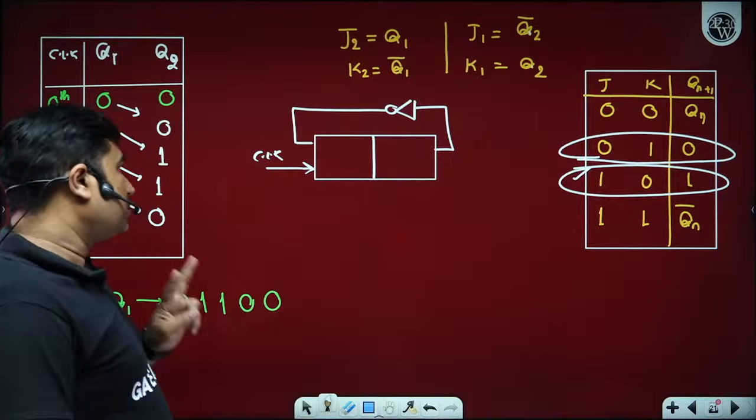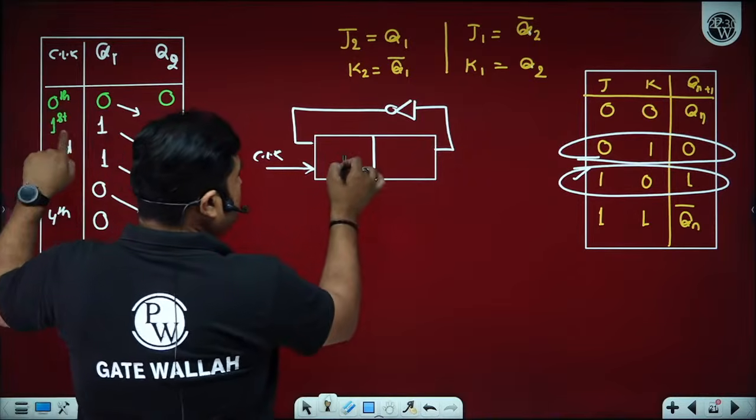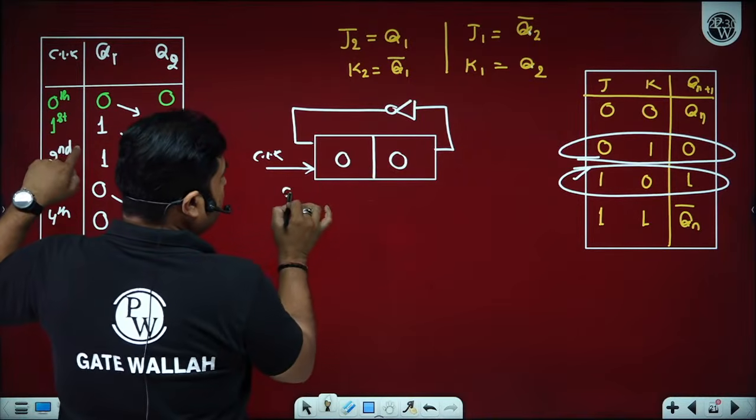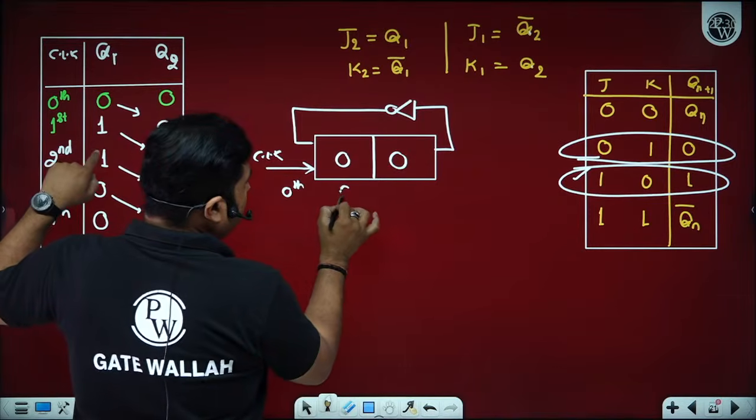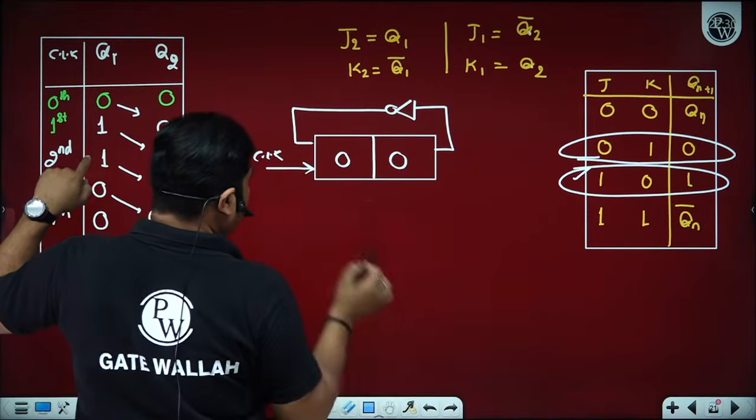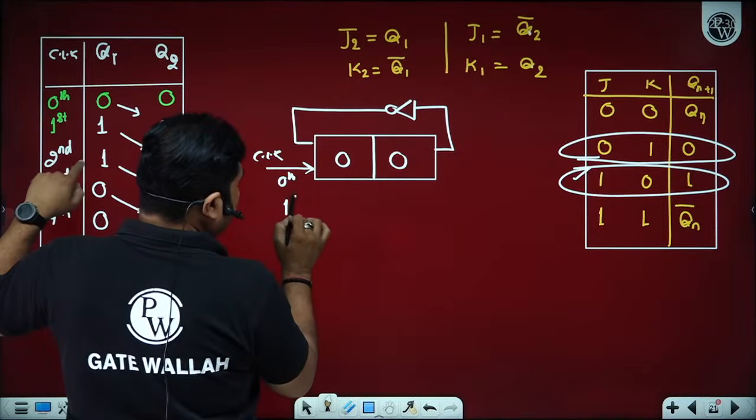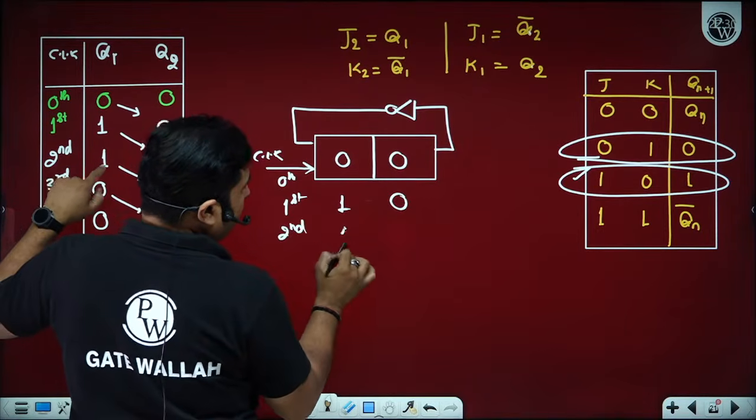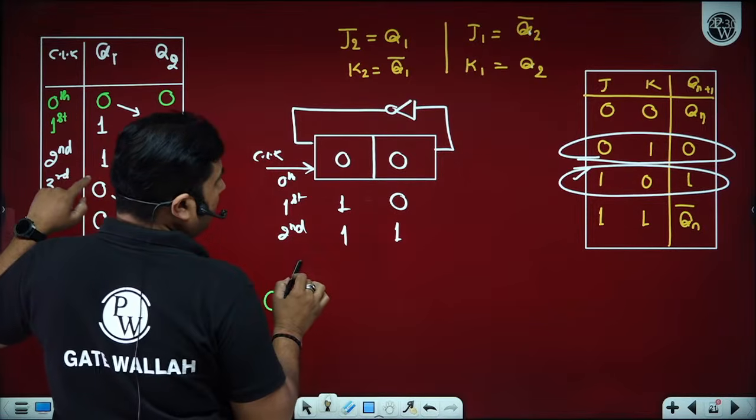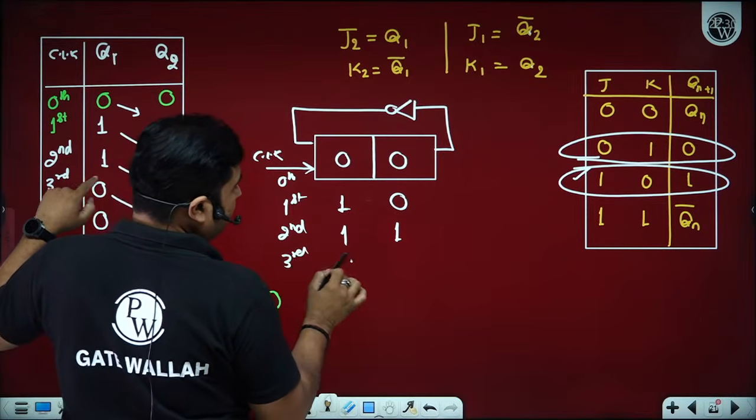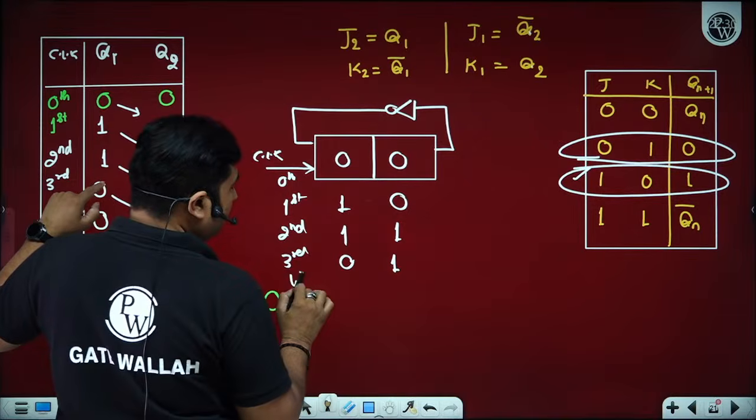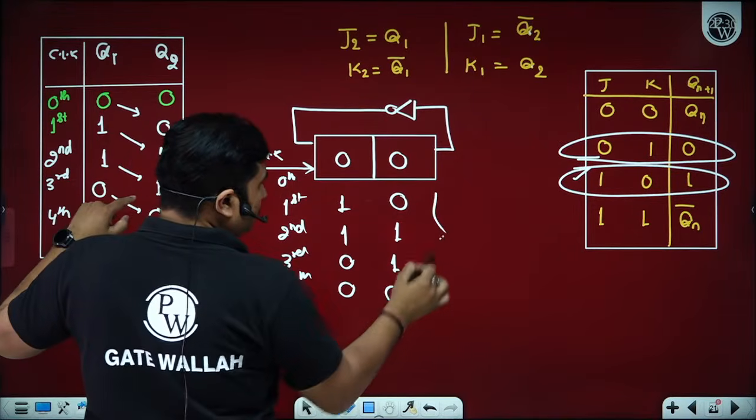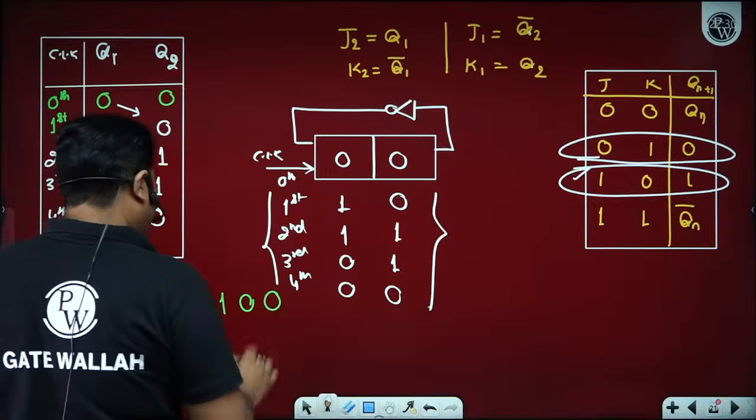Is it okay? So two things are required. Initial state is given to you. So on the 0th clock pulse, we have 0 0. And on the first clock pulse, what happened? On the first clock pulse, this will become 1 0. On the second clock pulse, this will become 1 1. On the third clock pulse, this will become 0 1, and on the fourth clock pulse, you will get 0 0. So all of you hoping able to understand.